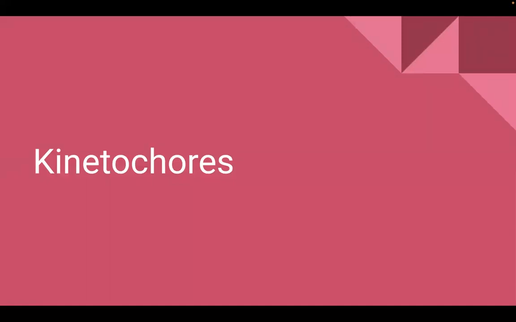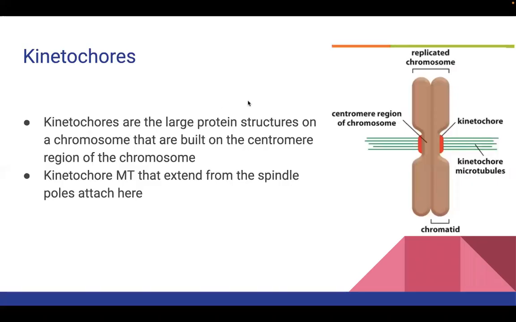So now going into what kinetochores are. Kinetochores are a large protein structure on the chromosome, and they're built on the centromere region of the chromosome. The kinetochore microtubules that extend from the spindle poles attach here. So this can be seen a little bit more clearly in the picture on the right. The green microtubule is attaching to this red protein on the chromosome.